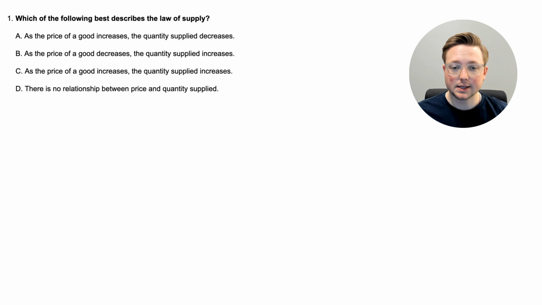Which of the following best describes the law of supply? Okay, let's walk through these options. Option A, as the price of a good increases, the quantity supplied decreases. Option B, as the price of a good decreases, the quantity supplied increases. Option C, as the price of a good increases, the quantity supplied increases. Or option D, there is no relationship between price and quantity supplied.